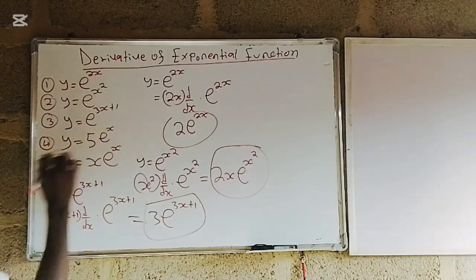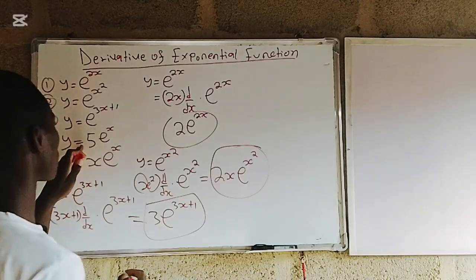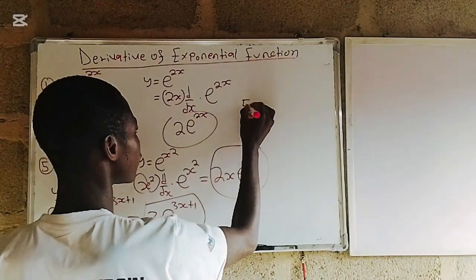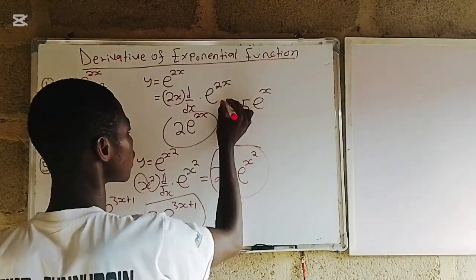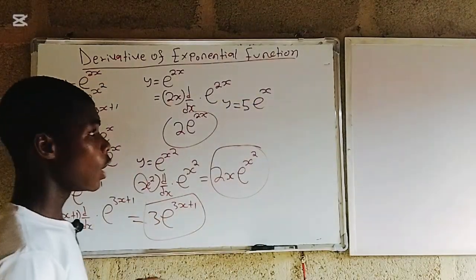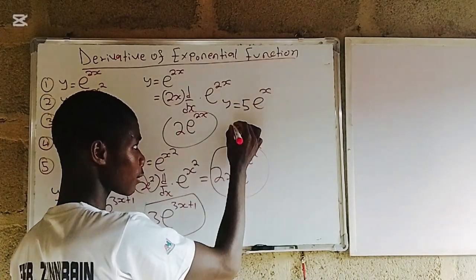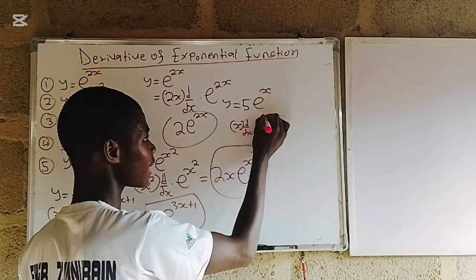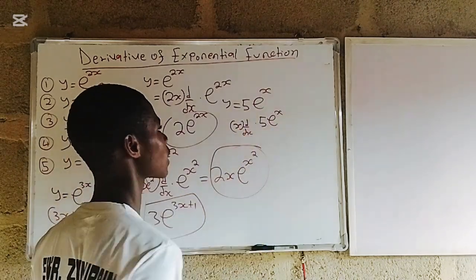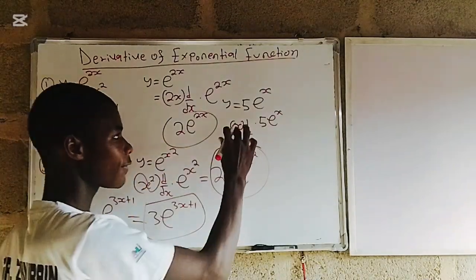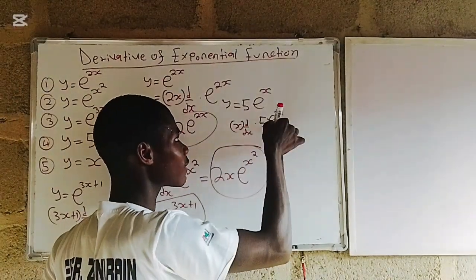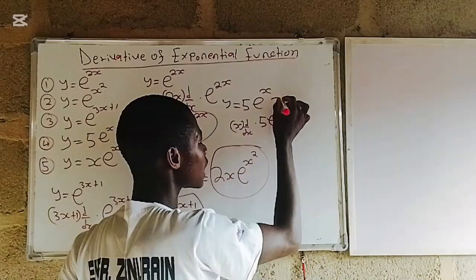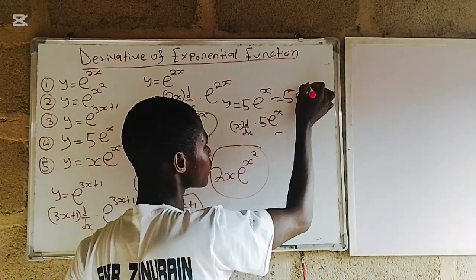What of e to the 5x? So y equals 5e to the x. You have to first keep down this 5 aside, with d by dx multiplied by e to the x. So differentiate x, it is 1. 1 multiplied by this will give you the same thing, 5e to the x.